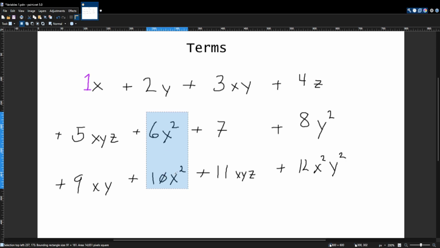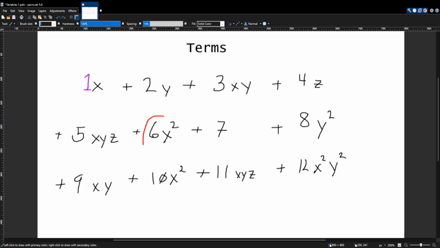I'll probably go into more detail about this idea later on. But for now, I have placed three pairs of like terms on this page. One of them is this one here, 6x squared and 10x squared. So let me go ahead and highlight those. Pause the video now, see if you can identify the other two pairs of like terms.